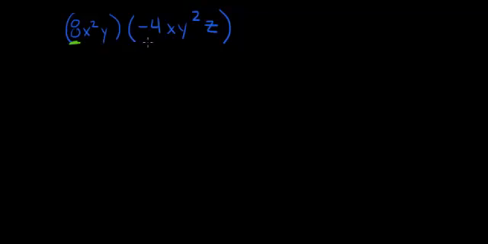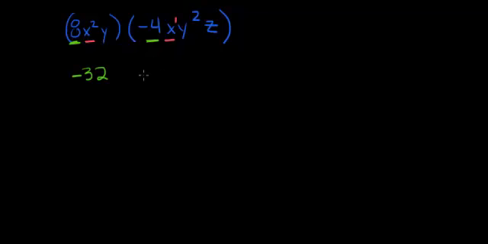Coefficients, 8 and -4. Well, 8 times 4 is 32. One's positive, one's negative, so -32. So that part's taken care of. Let's take a look at the x's next. x squared and x. So I'm taking x squared times x.